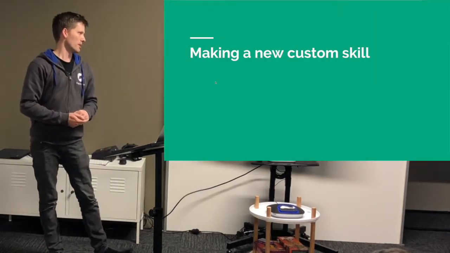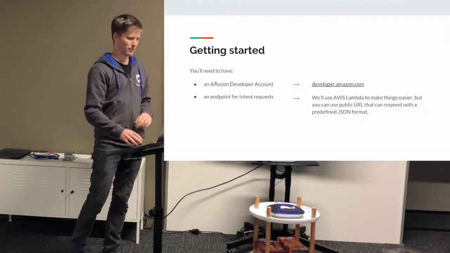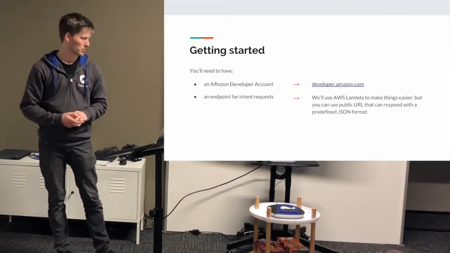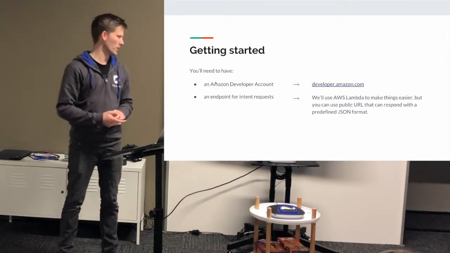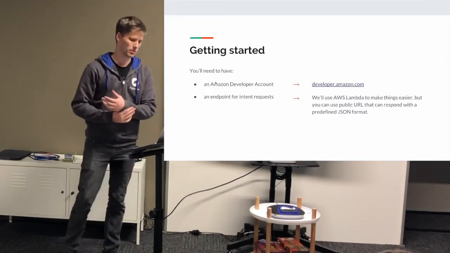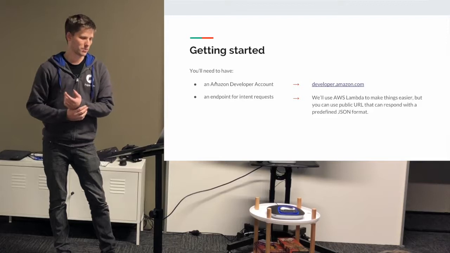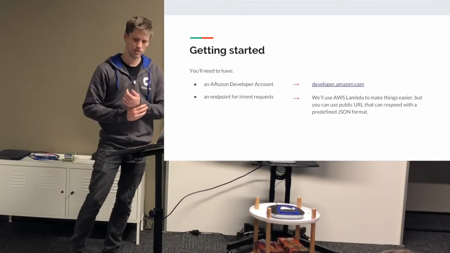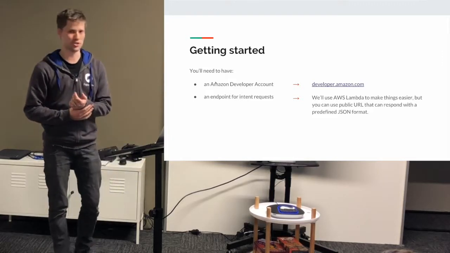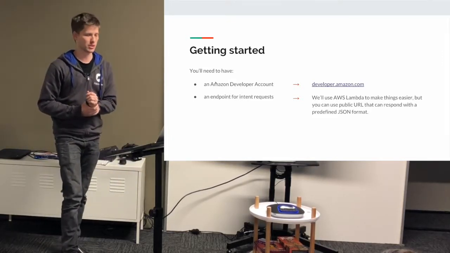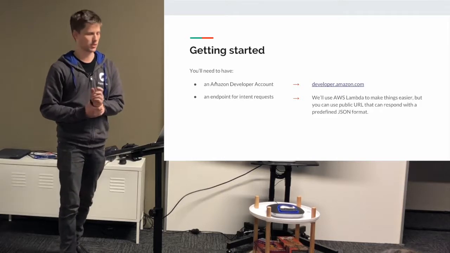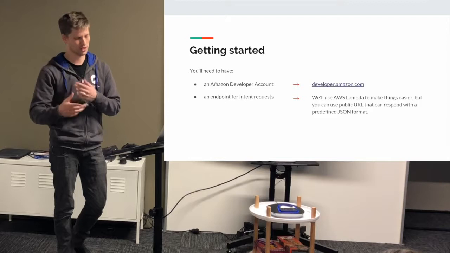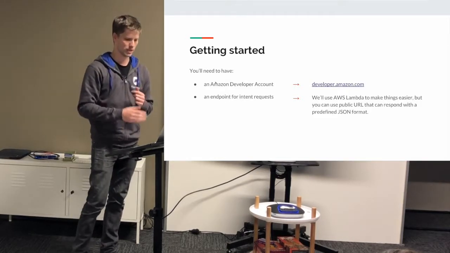So to make a new custom skill, you basically need to have an Amazon developer account. You can get one of those from the developer.amazon.com website. And you also need an endpoint for those intents to be routed to. Because we're good Amazon shills and we're at Jethro's office, we'll be using Lambda tonight. Music to my heart. Yeah, but you can also just use any old website or any old endpoint that can speak JSON over a public HTTPS URL. It's fairly simple to use. I can show you what the request and the response format looks like, but largely that's really all you need.